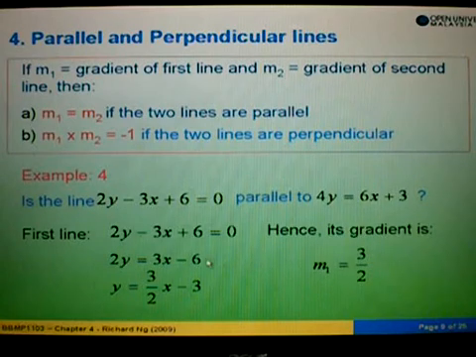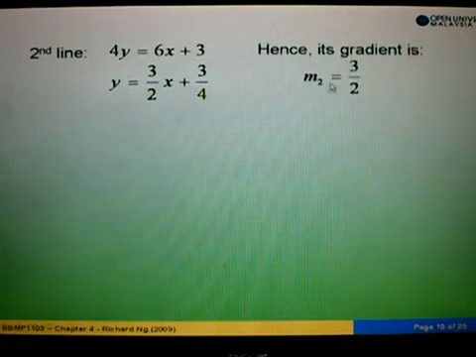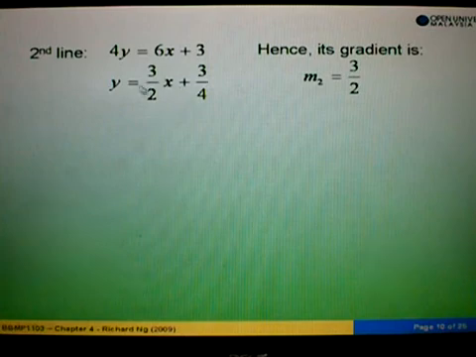So from here, we compare with y equals mx plus c, then m is equal to 3 over 2. That means the gradient of the first line is 3 over 2. The same goes for the second line. We're given 4y equals 6x plus 3. Change this into y equals mx plus c. Therefore, we will have m2, the gradient of the second line, is 3 over 2.